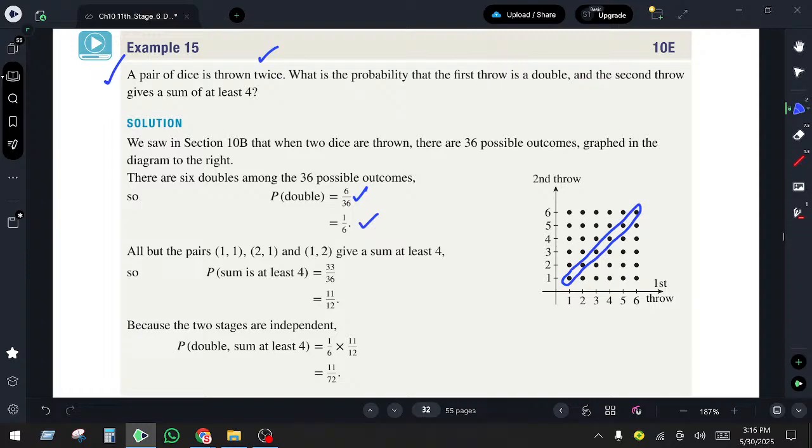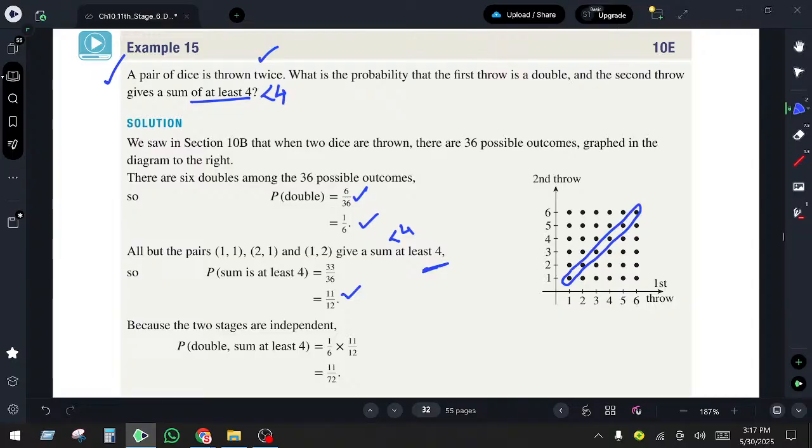Sum at least 4 means the sum is not less than 4. I think he took less than 4, but sum at least 4 he didn't take. (1,1), (2,1), (1,2) give sum less than 4. So the answer is 33 by 36.